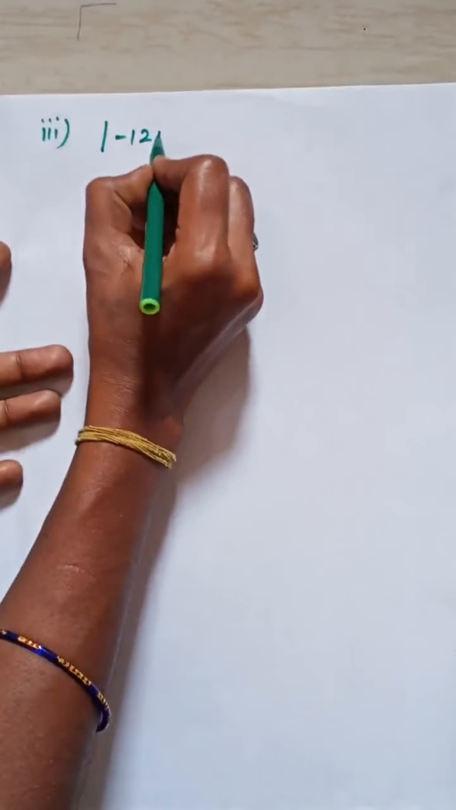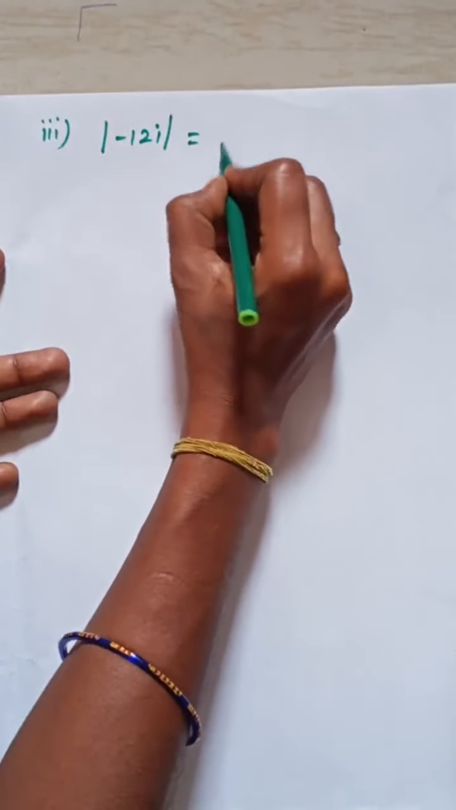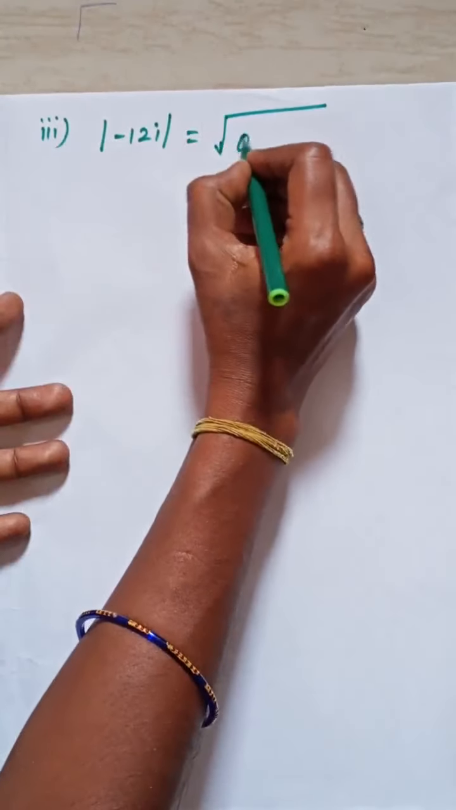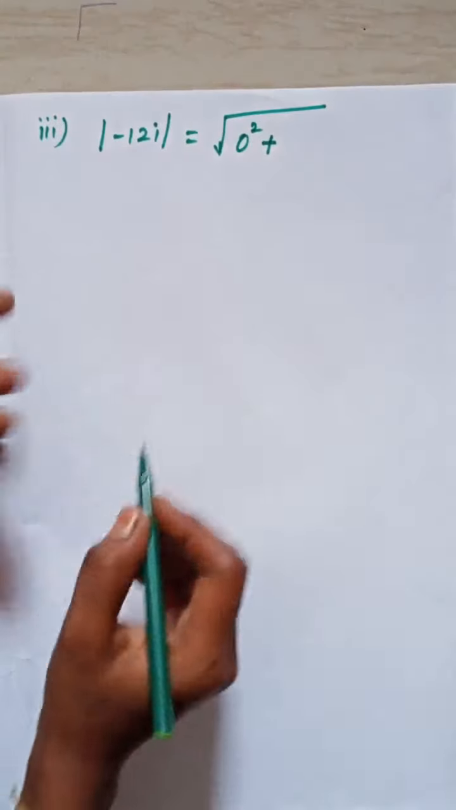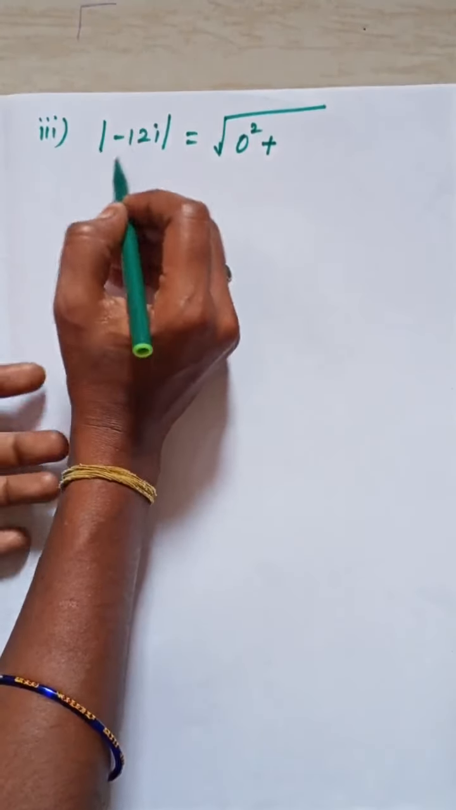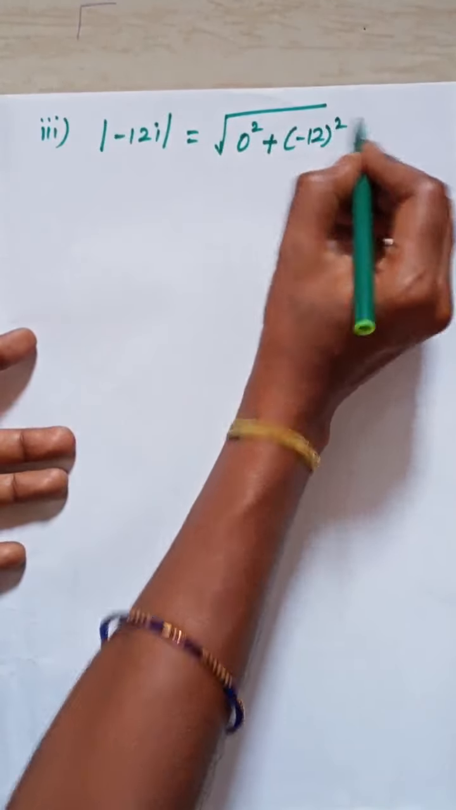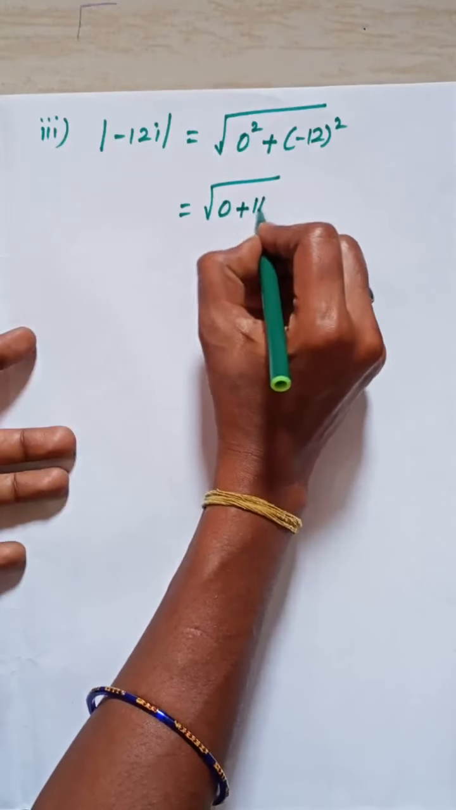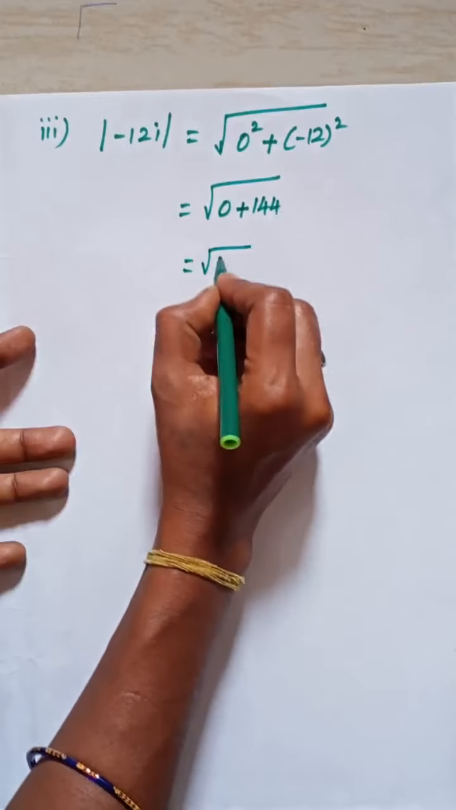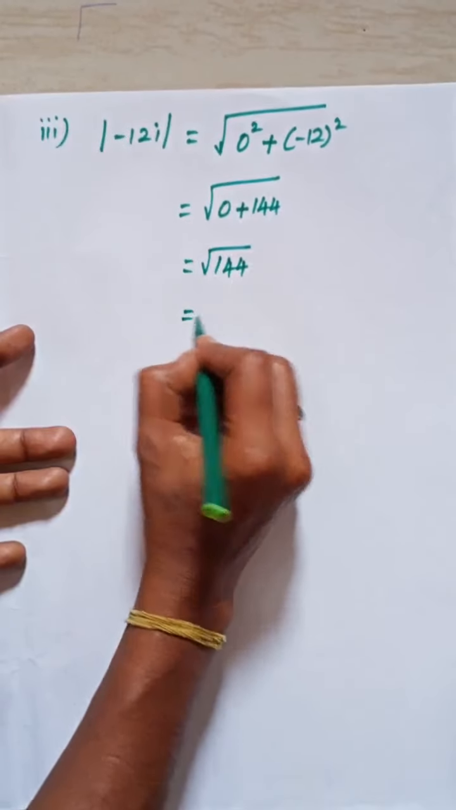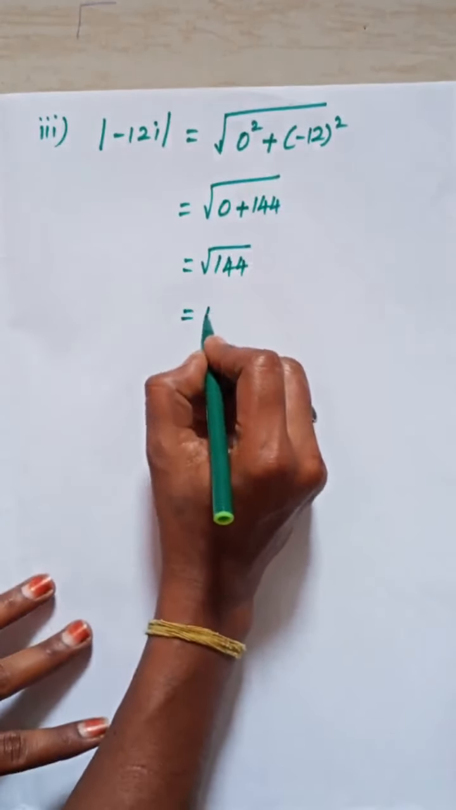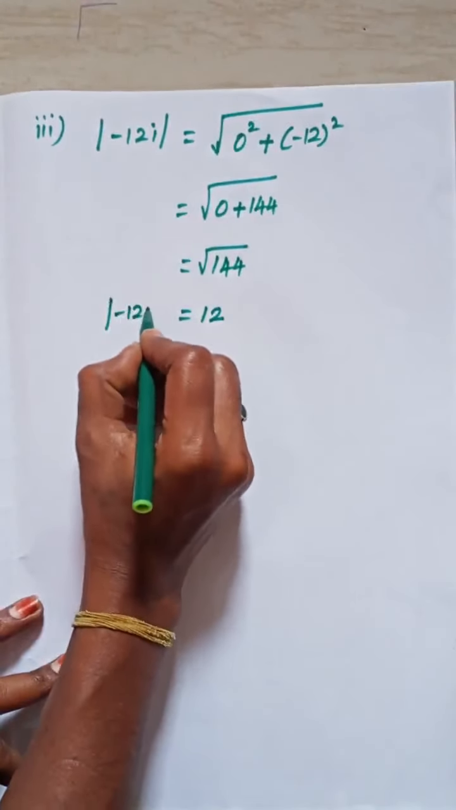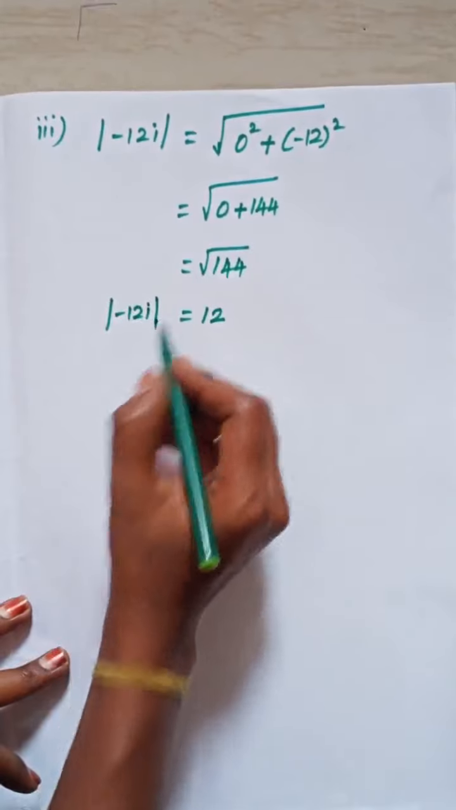Modulus of minus 12i is equal to the square root of, there is no real part, so 0 squared plus the imaginary part, here minus 12, the whole squared, which is equal to 0 squared is 0 plus 144, which is equal to the square root of 144. The square root of 144 value is 12. So the modulus of minus 12i is equal to 12.